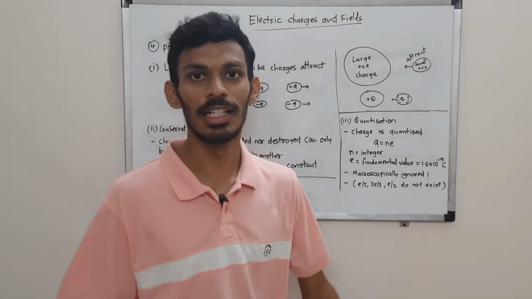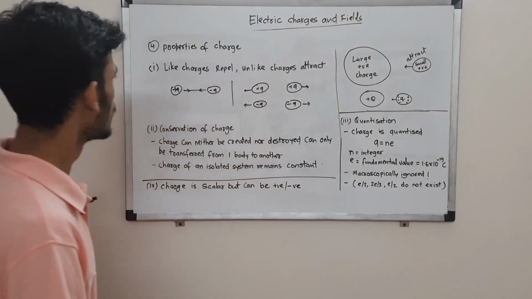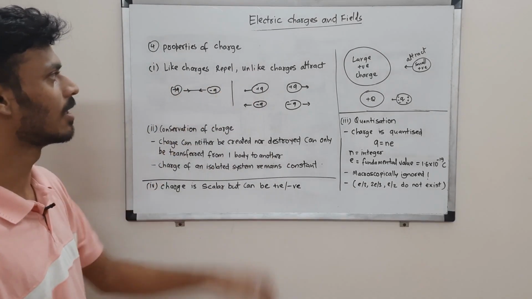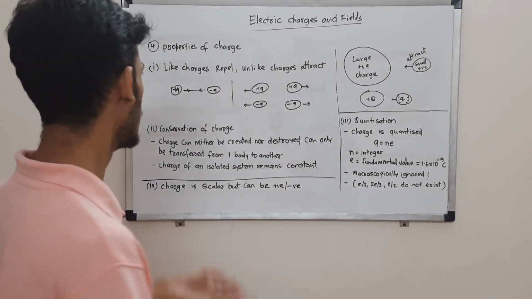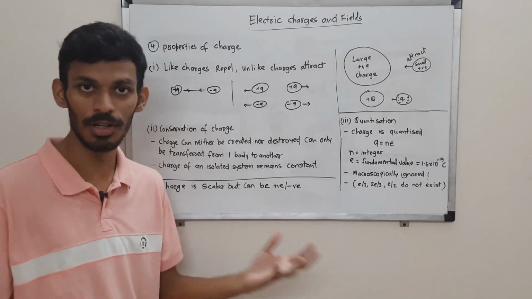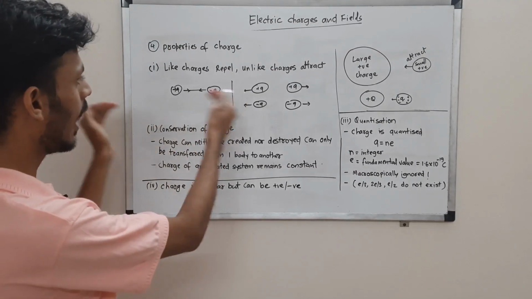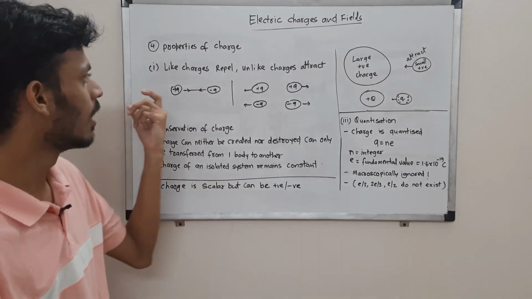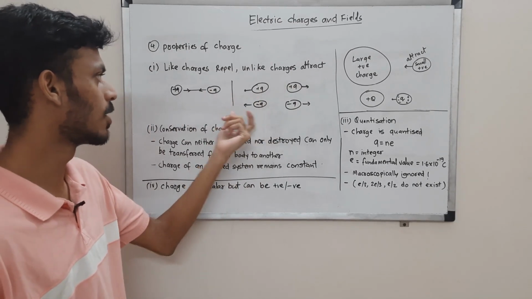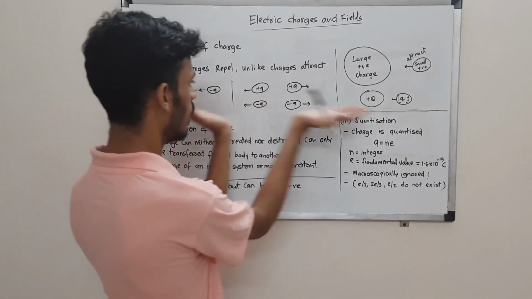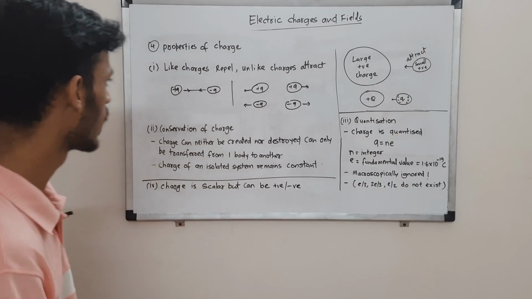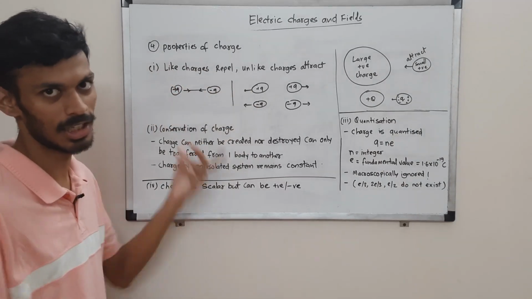Section 4, here we'll discuss the properties of charge. The first one is the very obvious one, that like charges will repel and unlike charges will attract. For instance, if we have positive and negative, two different types of charges, they will attract each other and draw each other closer. If we have like charges, like plus q, plus q or minus q, minus q, they will repel each other, and unlike charges will attract each other.